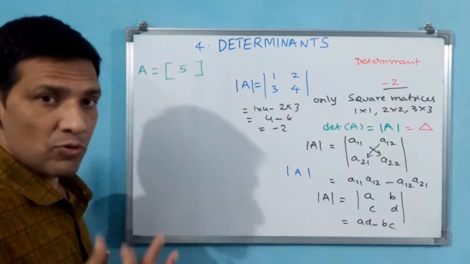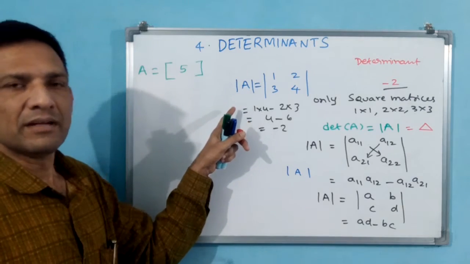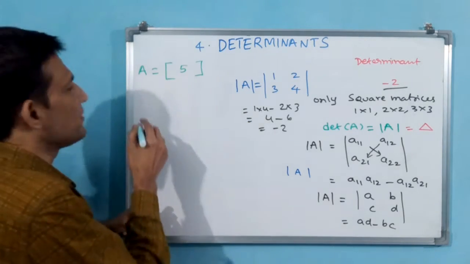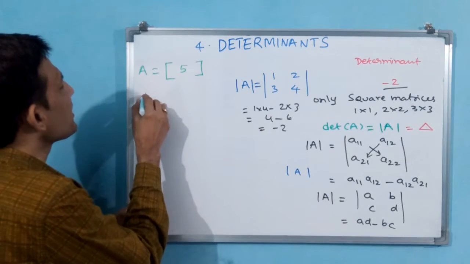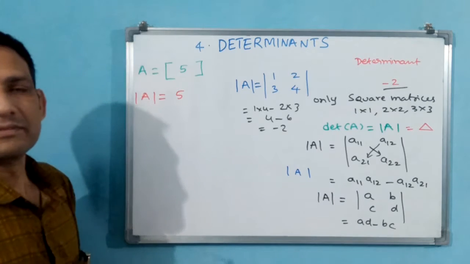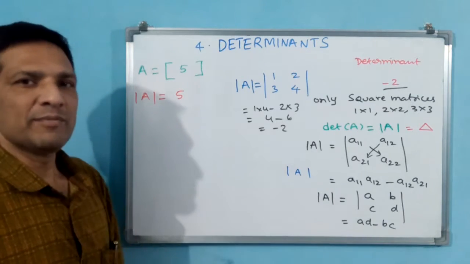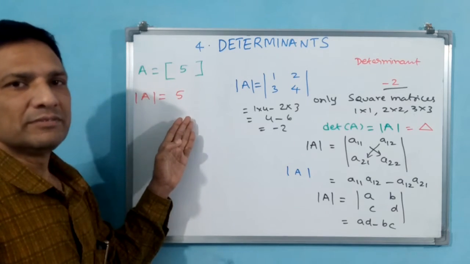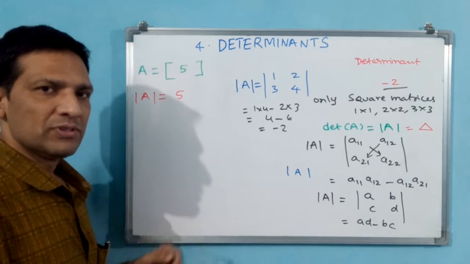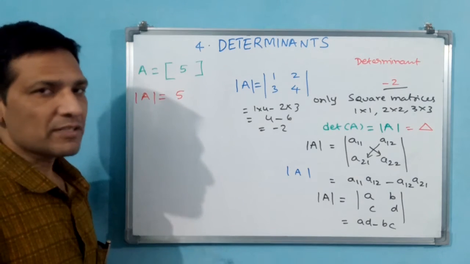Find the determinant of the matrix A. This is the matrix A, then we find the determinant. You see how I am doing? Determinant A is equal to 5. That's all. If a single element is there, one row and one column, the determinant is also the same value. 5 means 5, minus 5 means minus 5, 2 means 2. That's all. Why? Because there is no modulus or any such operation.